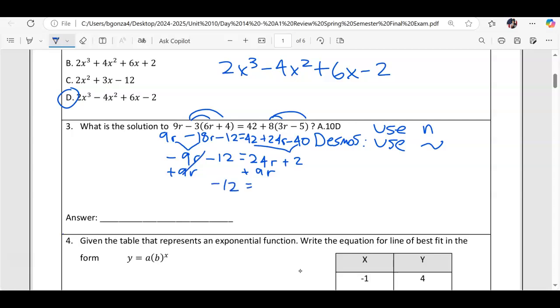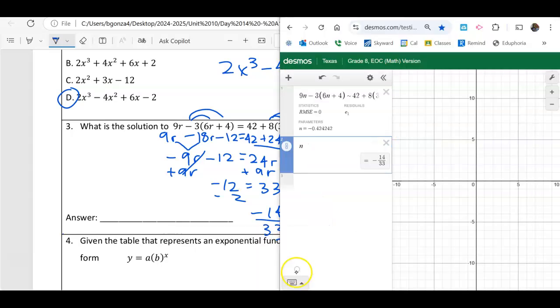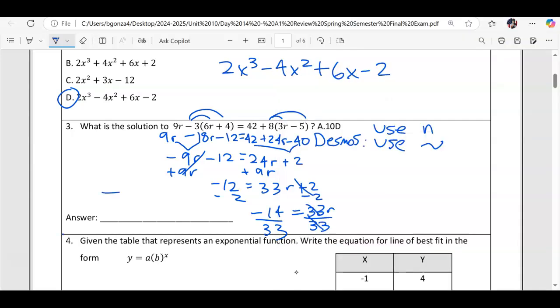Negative 12 equals 33r plus 2. Subtract 2, you get negative 14 equals 33r. And your last step is to divide by 33. You get negative 14 over 33, which is what we got when we did it the Desmos way. So no matter how you do it, that's how you can do it. Okay.